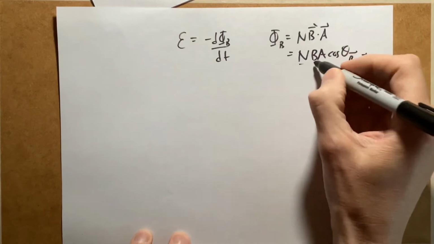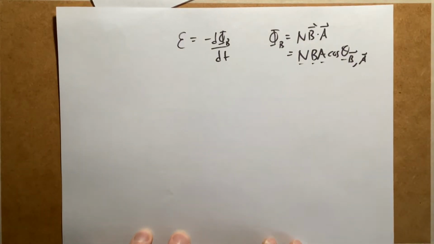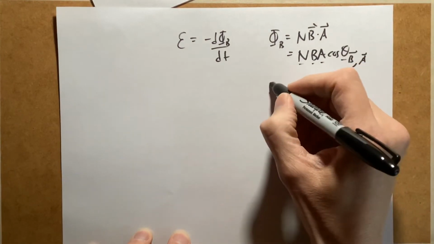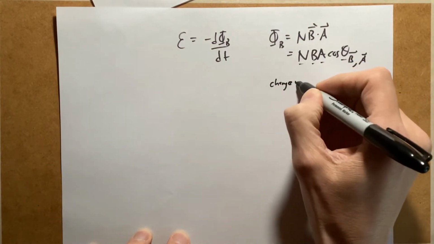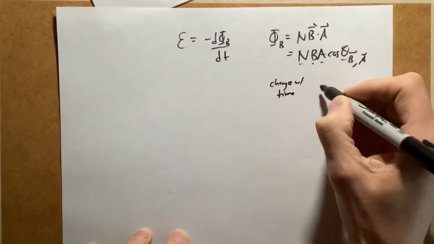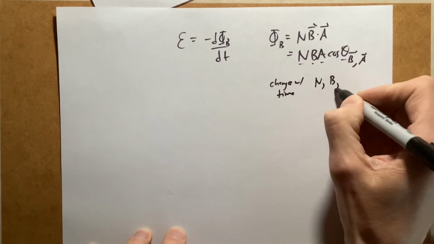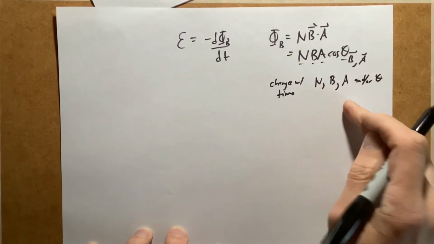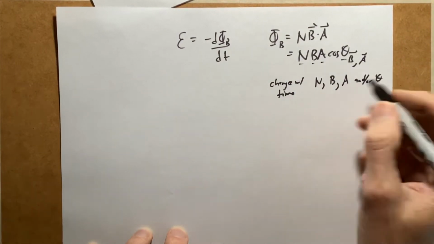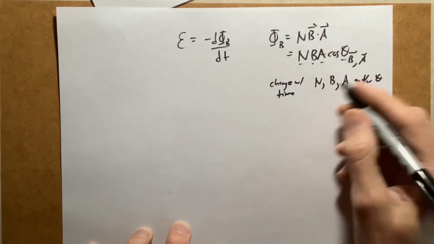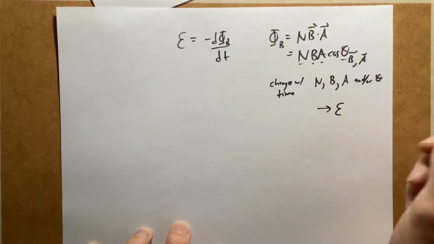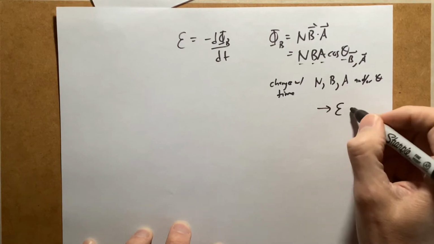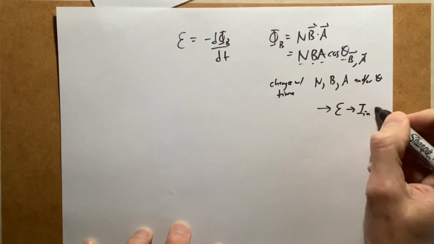In fact, there's 1, 2, 3, 4 different ingredients in this formula. So you could have a change with time of N, B, A, and or theta. And if any of those change with time, you will get an EMF. And if there is a path for current to flow, you will get an I induced.